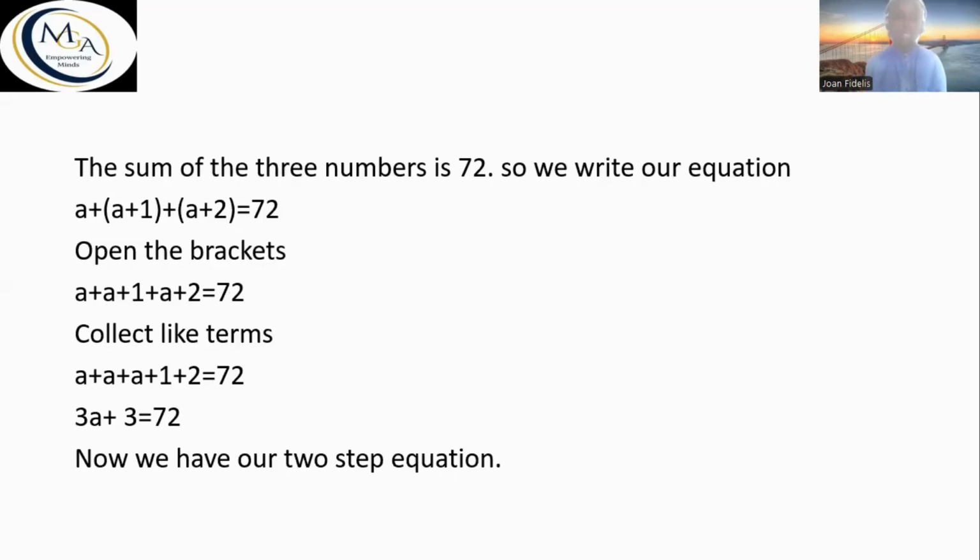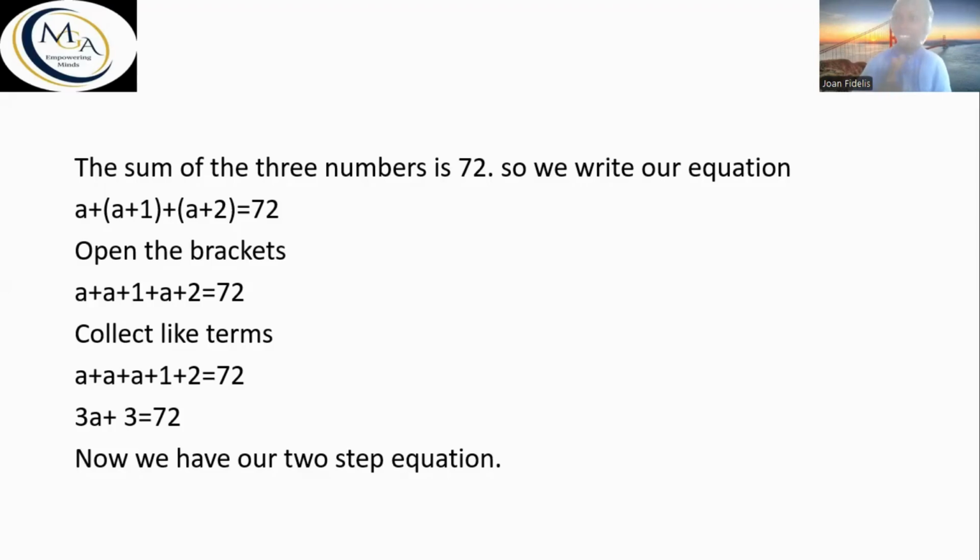So we write our equation: A plus (A plus 1) plus (A plus 2) is equal to 72. So we now open the brackets and we have A plus A plus 1 plus A plus 2 is equal to 72. The next thing we do is collect like terms, and this means collect the letters and the numbers together. A plus A is 2A, plus another A is 3A. Write that down. Then 1 plus 2 is 3. Write that down. So our equation is now 3A plus 3 is equal to 72.